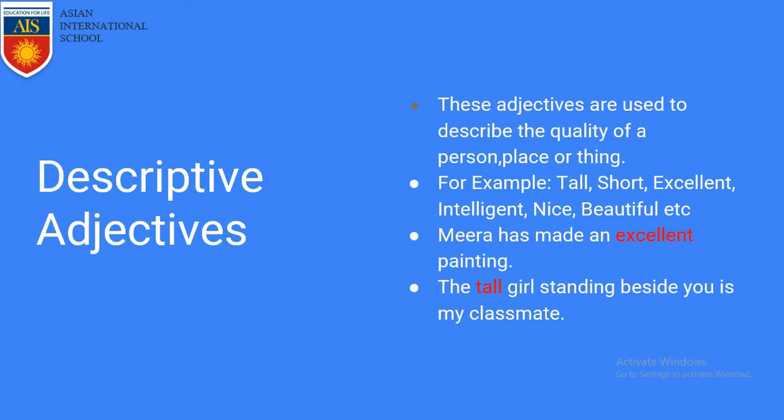In the example, you can see, Meera has made an excellent painting. Painting is a noun. So to describe the quality of the painting, we are using the adjective called excellent. How is the painting? The painting is excellent. Next one is, the tall girl standing beside you is my classmate. How is the girl? What is the quality of the girl? The girl is tall. So to describe the girl, that is the noun, we are using the adjective called tall.